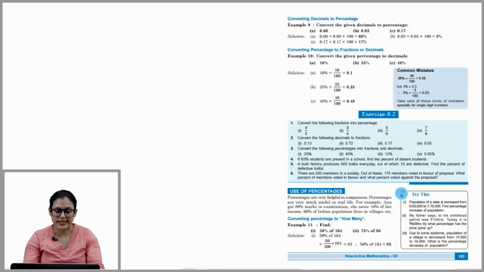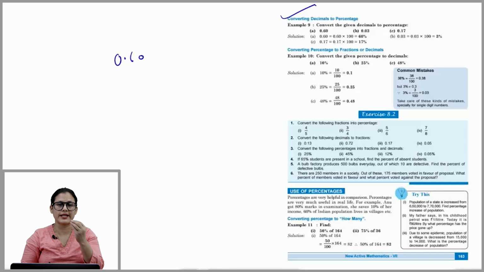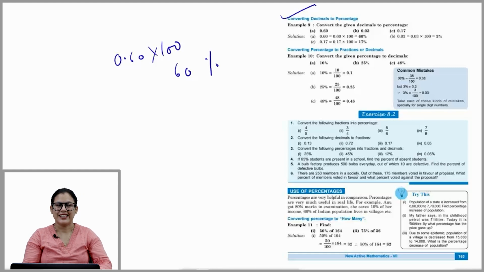Next, converting decimals to percentage. Example, convert the given decimals to percentage. You have to convert the decimal into percentage. What will you do? Whenever you are converting a decimal or a fraction into percentage, you will always multiply by 100. So multiply it by 100. So you will get 60. 60 what? Percentage, right?